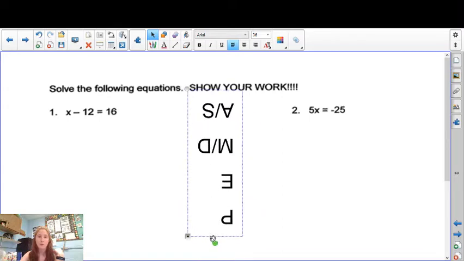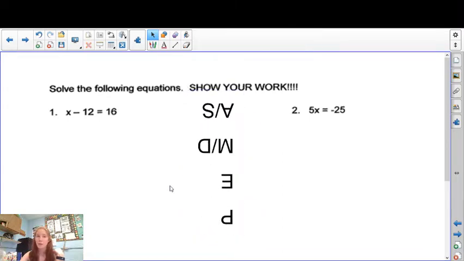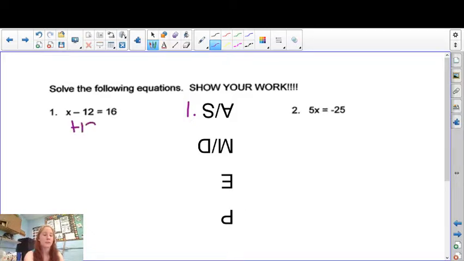Now, when we go to solve them, we're going to go backwards. So we need to remember that we're going to undo our addition or subtraction first, since it's now in the number one spot. So on problem number one, I identify that I have subtraction going on. So to undo subtraction, or the inverse, I'm going to add 12 to both sides. This causes this 12 to disappear, and I have x is equal to 28.